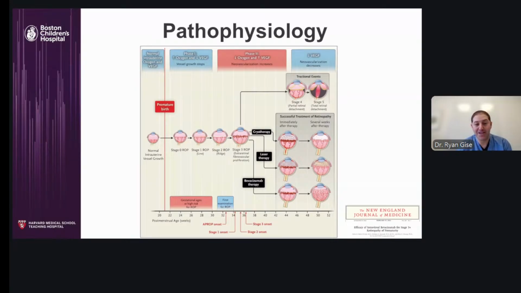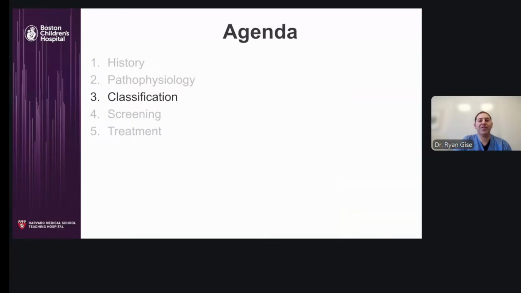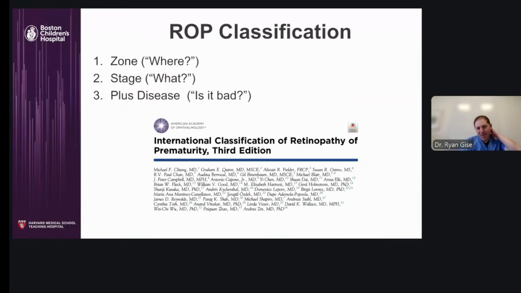And then obviously there are multiple different ways that we can treat now. So cryotherapy is still in existence, although not widely used in the United States. There's also laser therapy and bevacizumab therapy. Now we would call it anti-VEGF therapy because we have three different agents that can be used, depending on your center. So classification. The way that I think about ROP is zone, stage, and plus disease. The where, the what, and how bad is it, or is it bad?